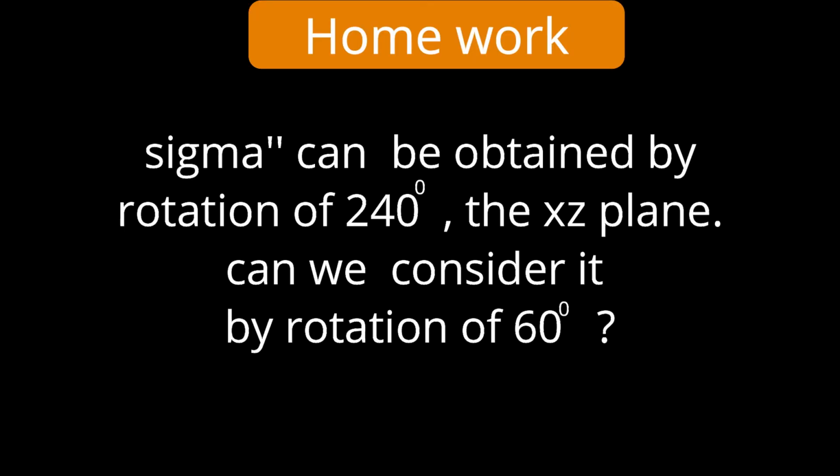As a homework question for you, sigma double dash can be obtained by 240 degree rotation, meaning the angle between sigma xz and that sigma double dash is 240 degrees. Can we consider this rotation by 60 degrees? During the explanation I told you to just work out that and tell me whether, in spite of 240 degrees, I can consider 60 degrees. Your answer will be yes or no. Write it in the comment box.